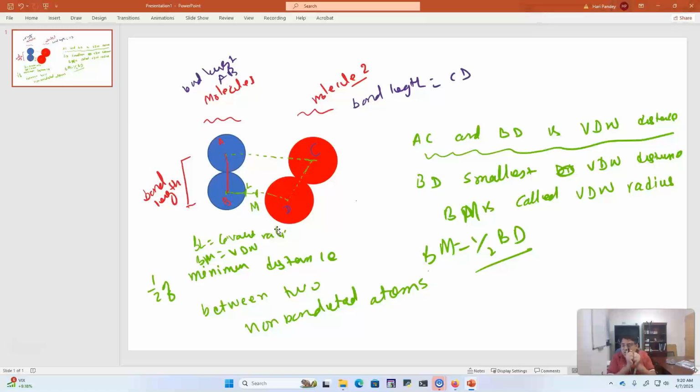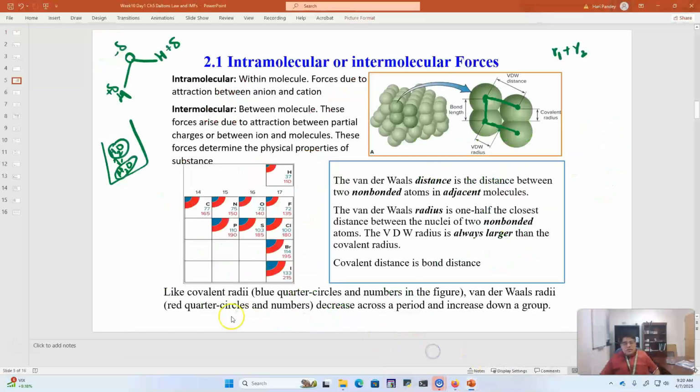If they come together, that's the covalent. If they are bonded together, that's the covalent. Non-bonded means they are always farther away. That's why the van der Waals radii is always larger than the covalent radii. So now let's go further.